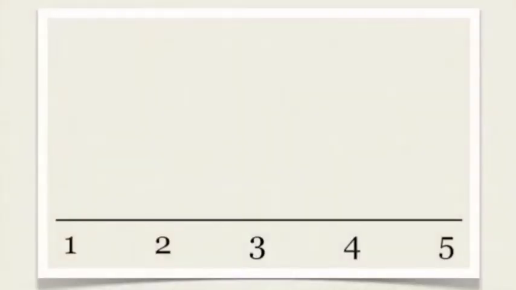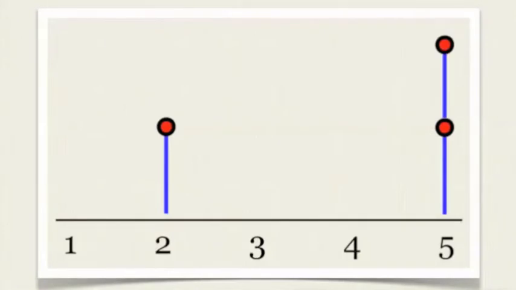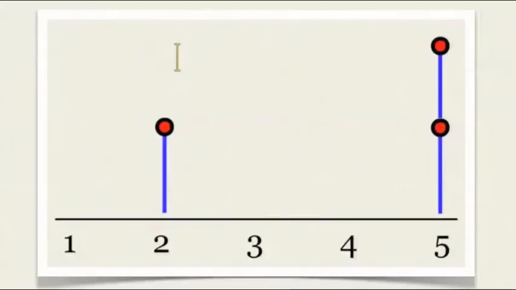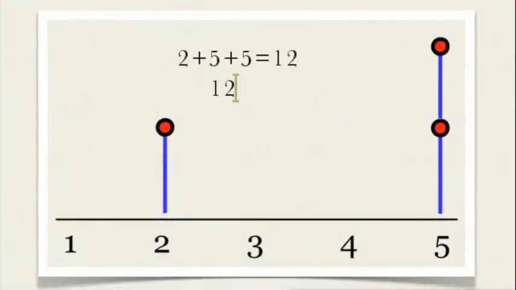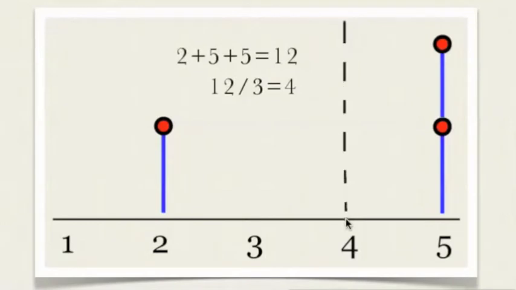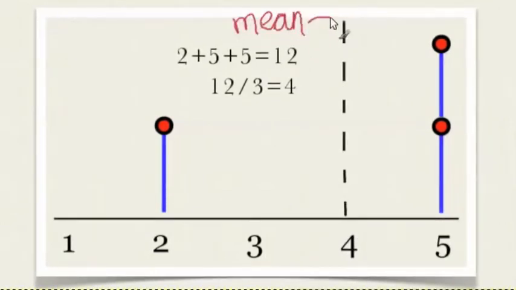Imagine we have 3 data points. One is at 2 units and 2 are at 5 units. It doesn't matter what those units are for now. The first thing we need to do is calculate the mean. 2 plus 5 plus 5 equals 12 and 12 divided by 3 equals 4. We've represented that with a vertical dotted line.